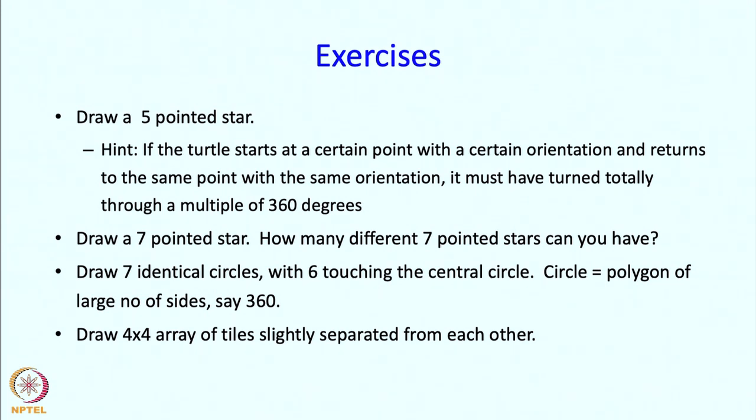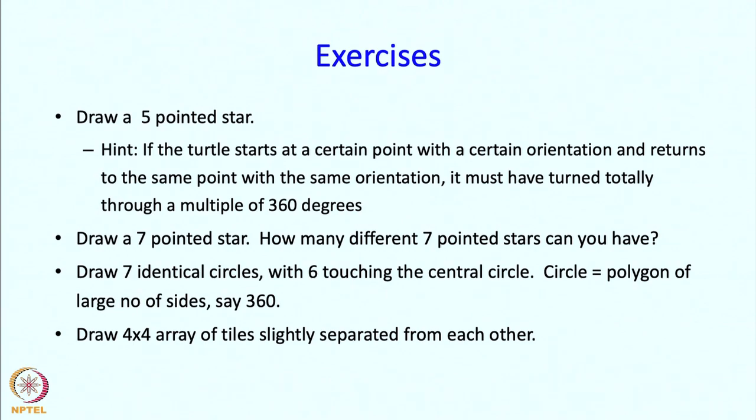Now, you can also draw circles, because what is a circle after all? A circle is an n-sided polygon in which n goes to infinity and the side length becomes really small. So that's how a circle is drawn on a computer. Go ahead and draw an n-sided polygon where n is large, and you will see that it looks like a circle. Then this problem asks you to draw seven identical circles such that they touch each other.